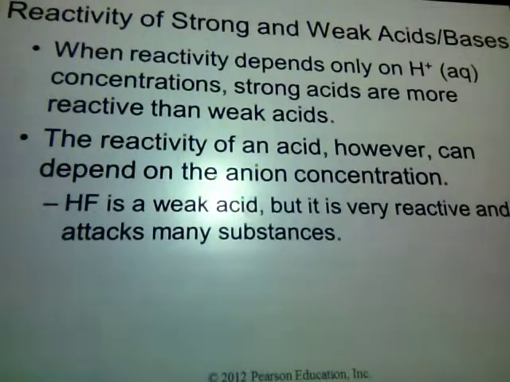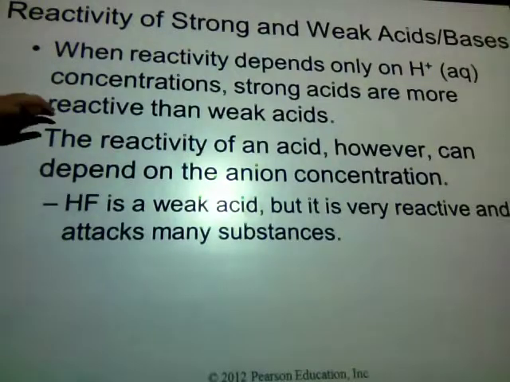Okay, so reactivity of strong and weak acids and bases. Most of the time, if we're thinking about acids, we consider reactivity to just be dependent on the hydrogen ion concentration. It is so easy for us in terms of acids to think about reactivity in terms of hydrogen ion. If I have a lot of hydrogen ions, then I consider the reactivity of that acid to be strong.